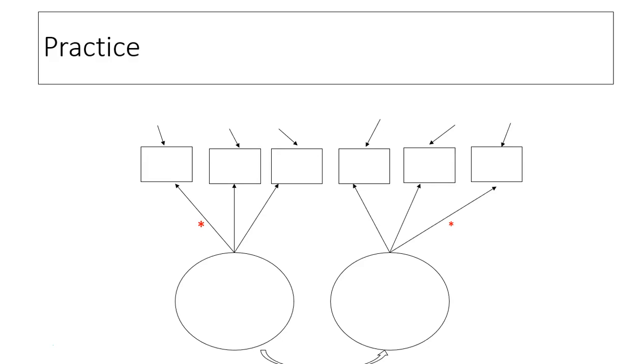15 is the number of unique elements in the variance-covariance matrix. So it's the covariance of item 1 with item 2, item 1 with item 3, 1 with 4, 1 with 5, 1 with 6, and so on. All of those unique entries which represent the covariances among the observed variables. And then on the diagonal is the unique variance of each indicator or item on its own.